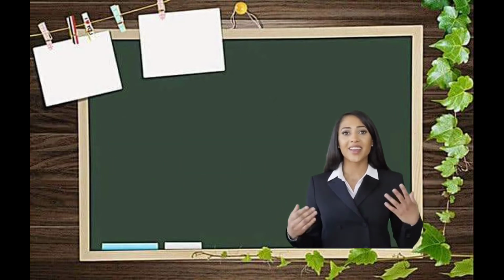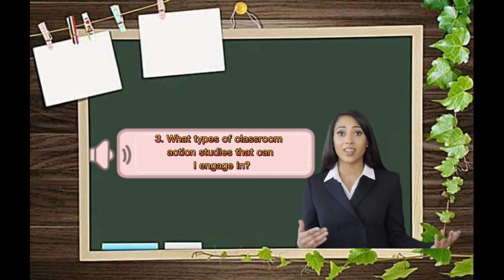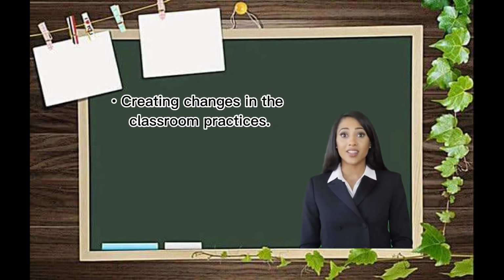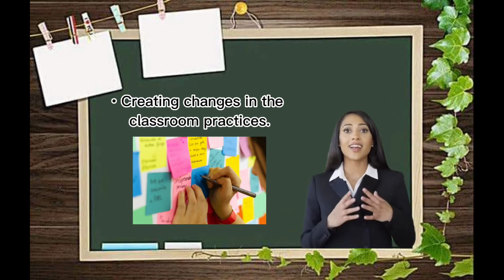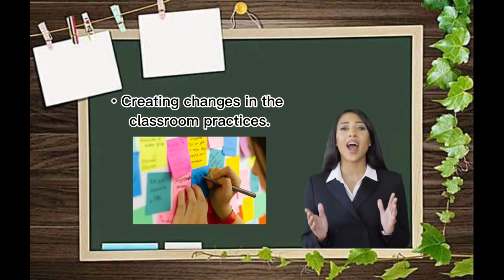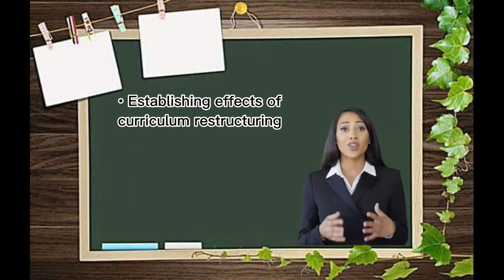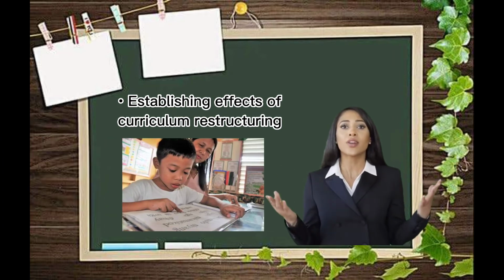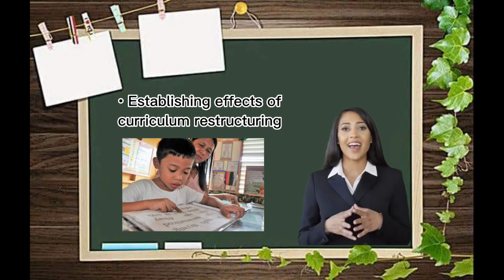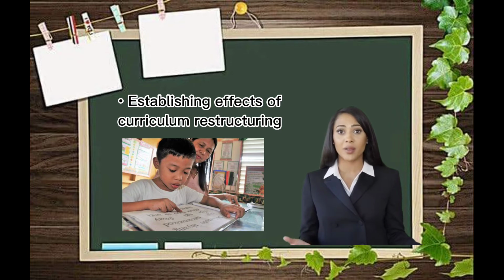And question number 3, what types of classroom action studies can I engage in? First, creating changes in the classroom practices. An example of this is, what changes will daily writing have on my students? You can use this as a guide in creating changes in the classroom practices. Next is establishing effects of curriculum restructuring. An example of this is, will the use of mother tongue enhance the reading skills of my learners? This example can be your guide in establishing the effect of curriculum restructuring.